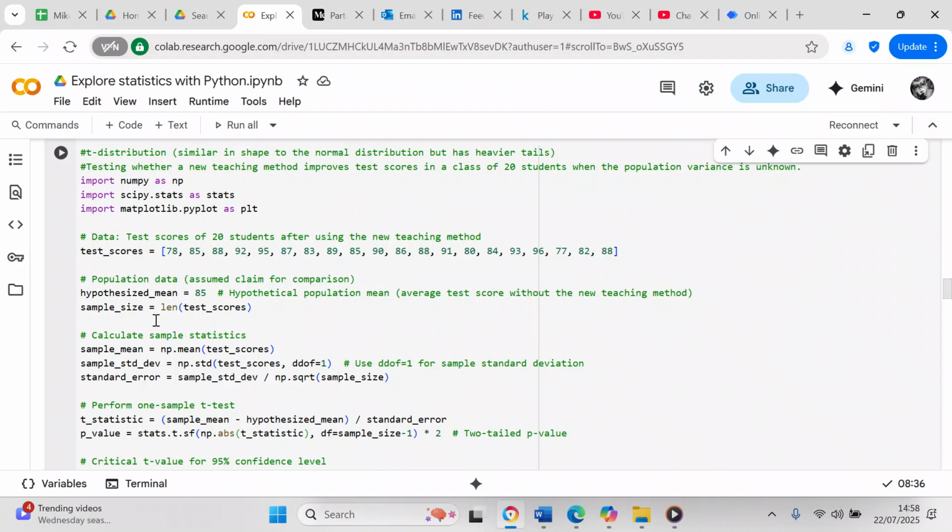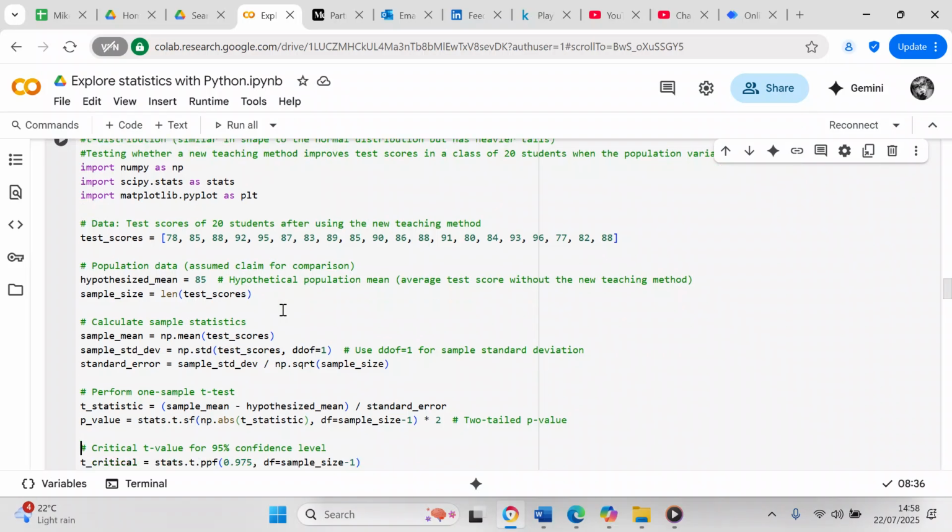Then we're going to calculate the sample statistics. The sample mean is np.mean of test scores. The sample standard deviation is np.std of test scores with a degree of freedom of 1. And the standard error is the sample standard deviation divided by the square root of the sample size.